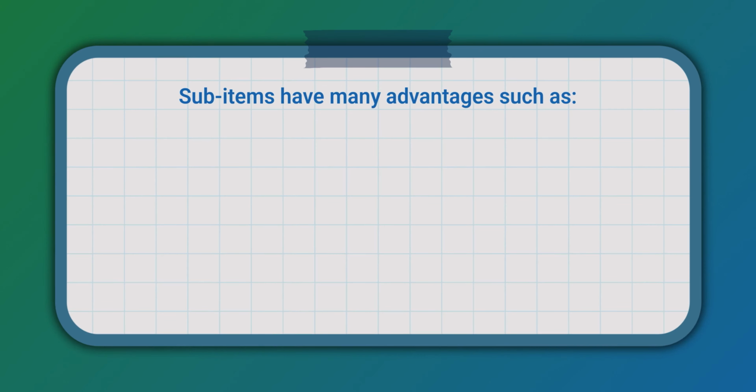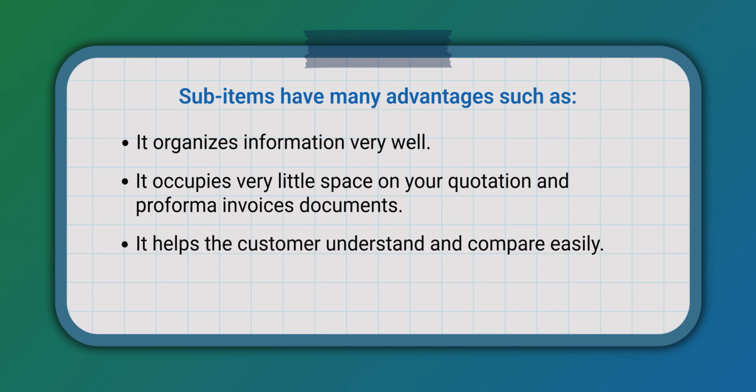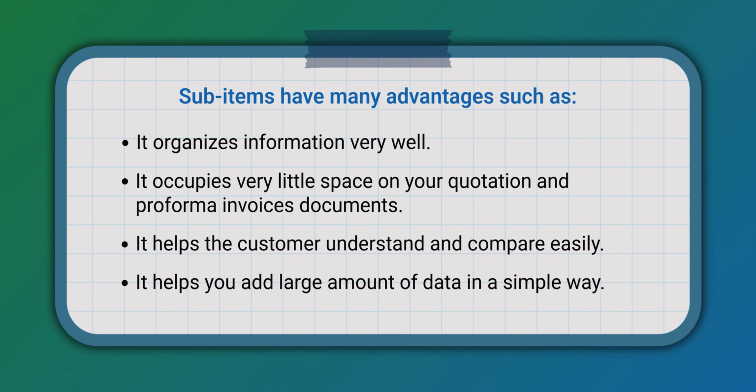Sub-items have many advantages. It organizes information very well. It occupies very little space on your quotation and pro forma invoices documents. It helps the customer understand and compare easily. It helps you add a large amount of data in a simple way.